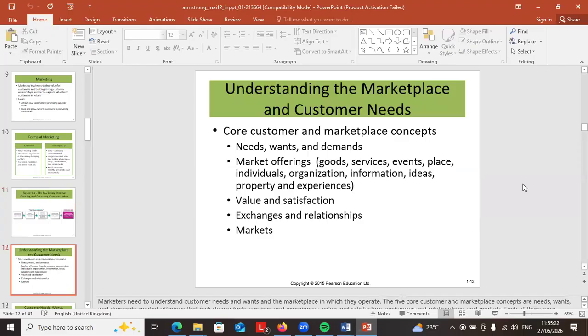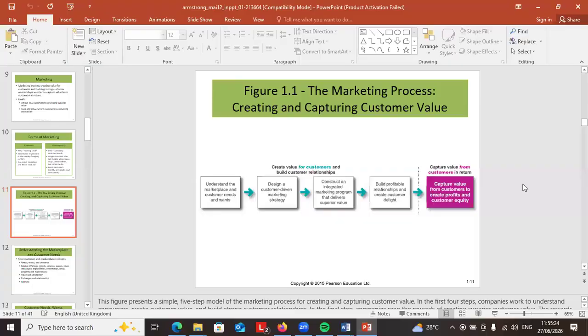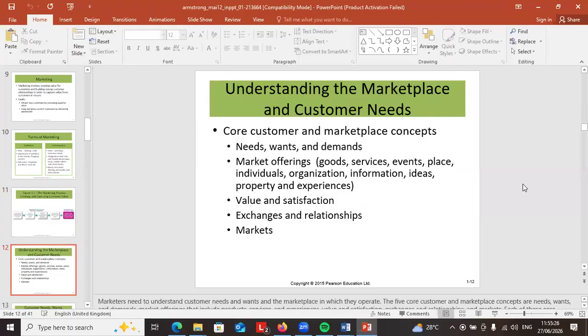Now, so having discussed the marketing process, let's look at how we can understand the marketplace and customer needs and wants. Of course, marketers need to understand customer needs and wants and the marketplace in which they operate.